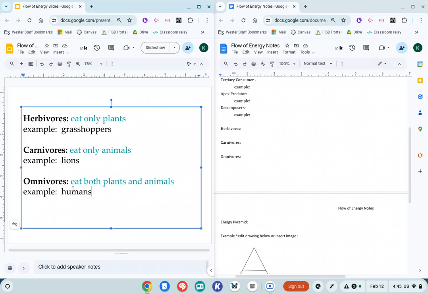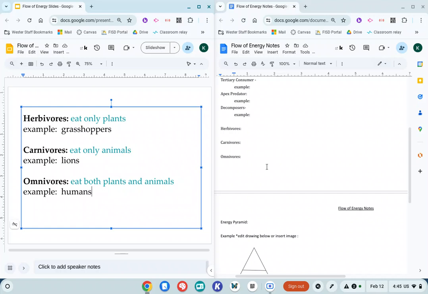And then omnivores. These guys eat both plants and animals. So humans are omnivores, although some humans might be herbivores by choice. We're still biologically considered omnivores because we're capable of digesting and consuming both of those things.